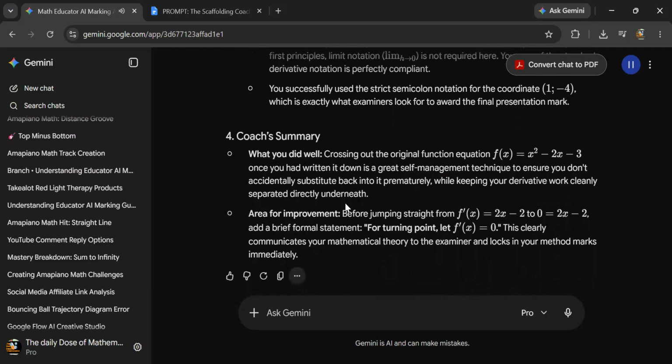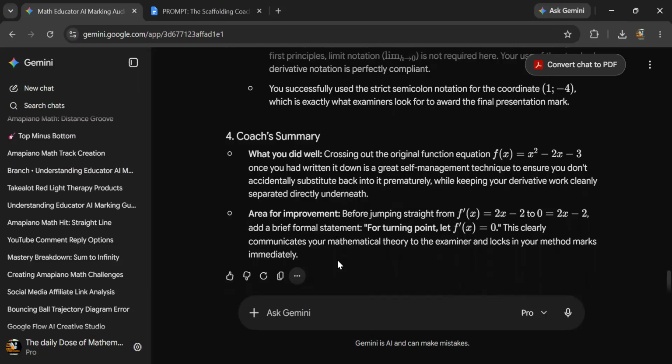4. Coach's summary. What you did well: crossing out the original function equation f(x) = x² - 2x - 3 once you had written it down is a great self-management technique to ensure you don't accidentally substitute back into it prematurely, while keeping your derivative work cleanly separated directly underneath. Area for improvement: before jumping straight from f'(x) = 2x - 2 to 0 = 2x - 2, add a brief formal statement. For turning point, let f'(x) = 0. This clearly communicates your mathematical theory to the examiner and locks in your method marks immediately.